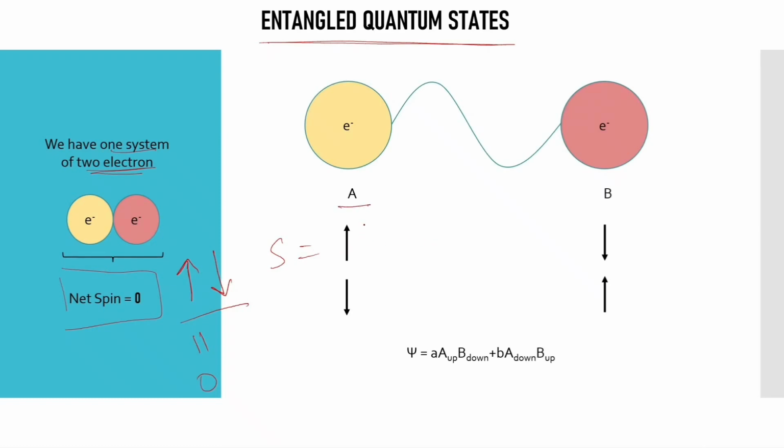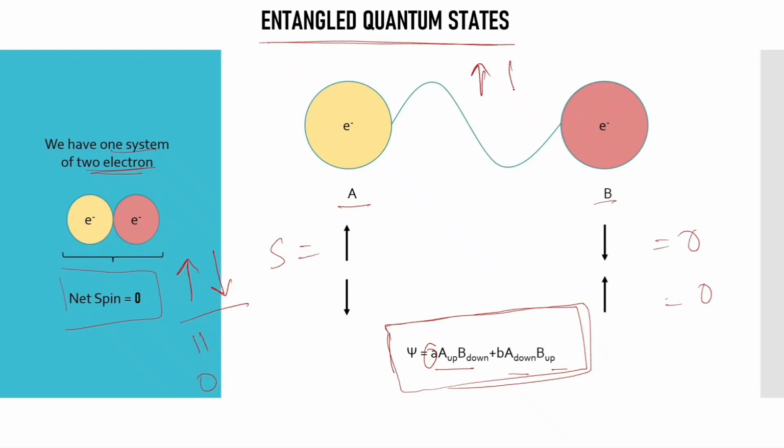So if electron A is in up state, electron B has to be in down state, and thus net spin is 0. Similarly, if electron A is in down state, B is in up, and net spin is equal to 0. So here we write the equation for this entangled state, psi is equal to an arbitrary constant times A up, B down, plus an arbitrary constant times A down, B up, because this is the only state that is possible. You cannot have a system where A is also up, B is also up, because then the net spin will be 1, or minus 1 if it's down.